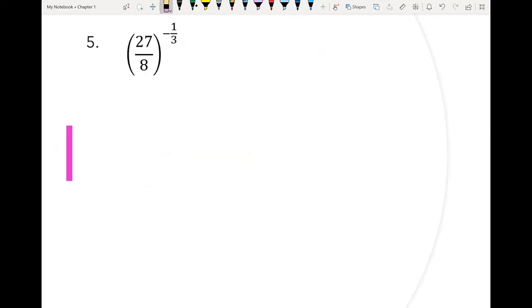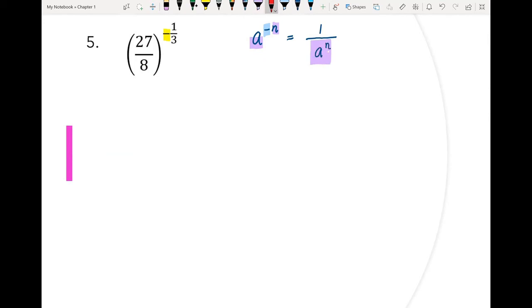Okay, for question number 5, we're going to evaluate 27 over 8 to the power negative 1 over 3. Before we continue, we try to recall a rule in our index. If I have a negative symbol, so now the rule is a power negative n. If I have a negative, automatically I have 1 over something. 1 over what? 1 over the remaining term, that is a power n. So I'll put this a power n down here.